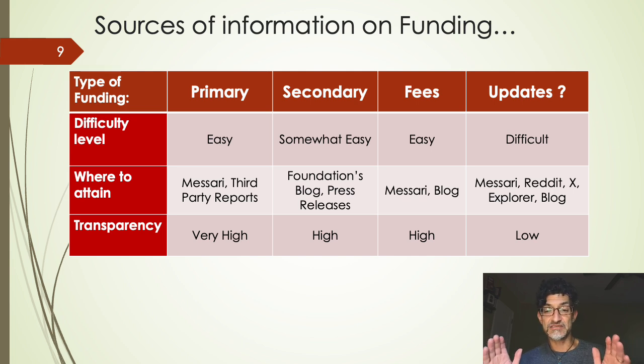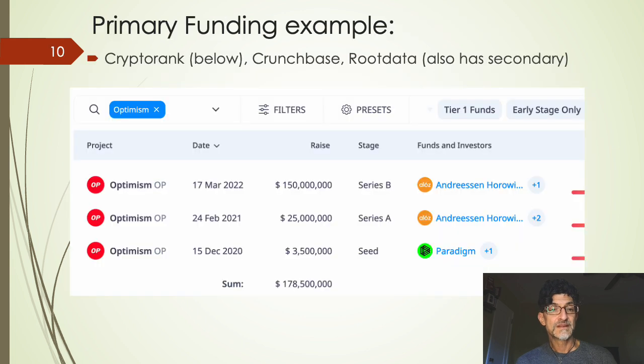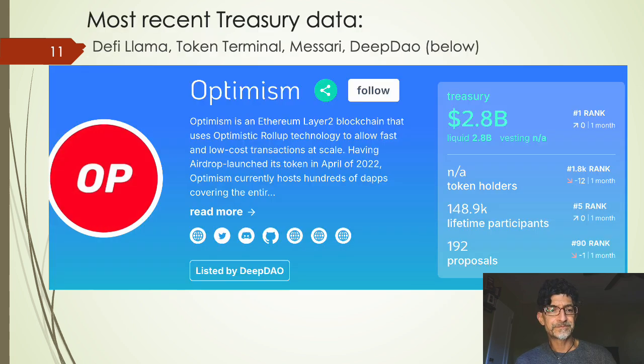Otherwise, I think Solana is a great chain, but all these chains have issues. So primary funding examples I mentioned before, you can go to Crypto Rank, which is below. I took a snapshot, and this is for the primary funding. But these, like Crunchbase, for example, these websites give you data on secondary funding. And there's also Root Data, there's DeFi Llama. Messari gives you information on this too, but not on ICO. It's more on the Treasury.